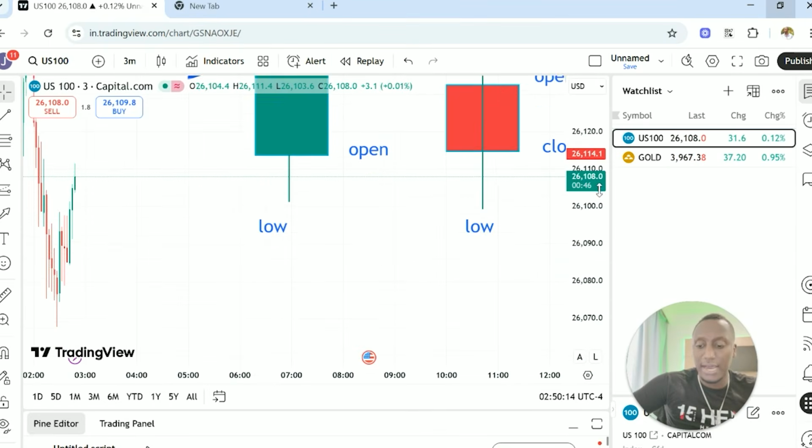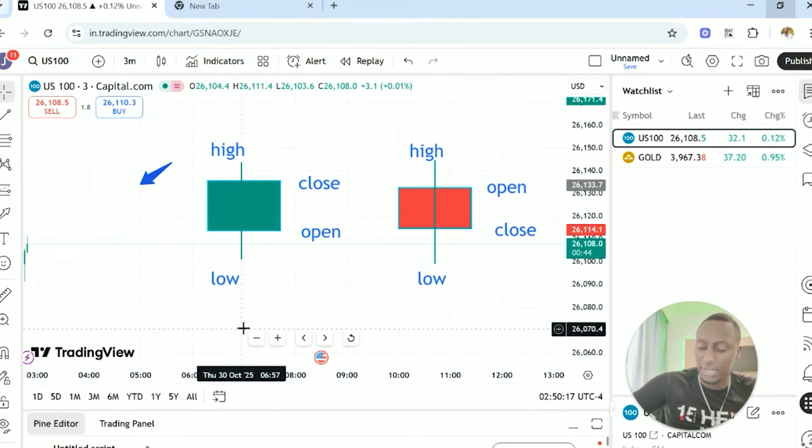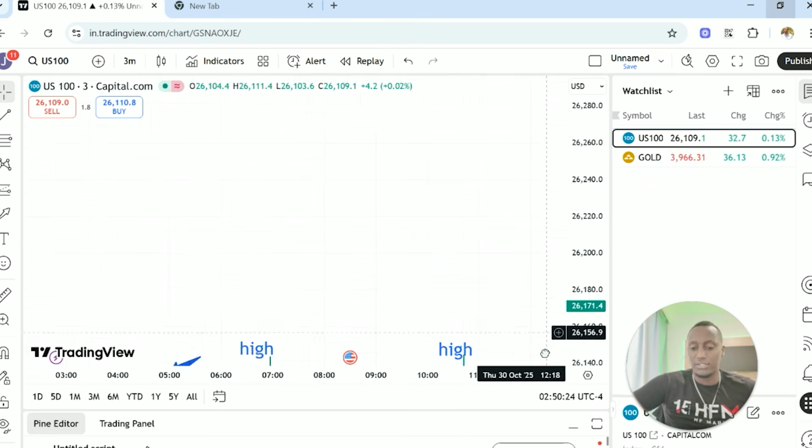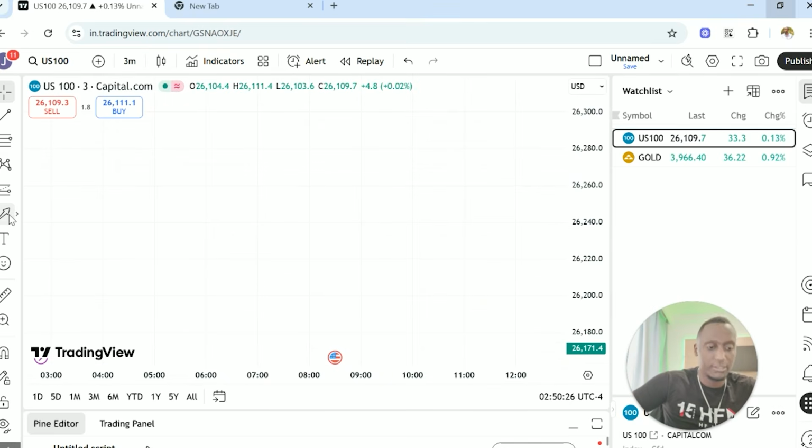Now you know candles. The next thing after candles is what we call support and resistance. Markets will only do three things.